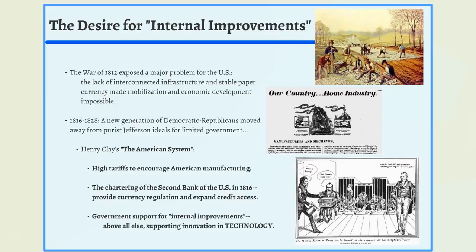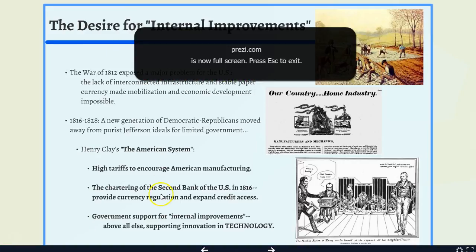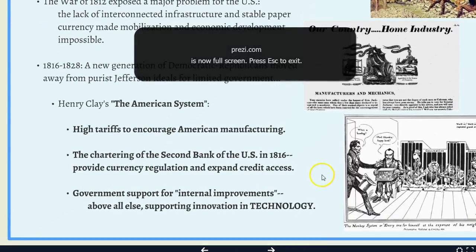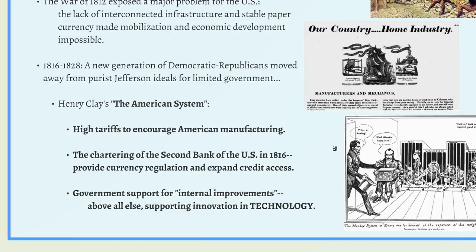They argue that there are some compromises we need to make with pure Jeffersonian ideology. And one of those guys, we can zoom in on it here, was the old war hawk Henry Clay. Henry Clay argues for what he calls the American system, and he sees this as critical to the long-term future of the United States. In many ways, Henry Clay is utilizing a lot of Alexander Hamilton's original ideas from the 1790s. Henry Clay's American system argues broadly for three things.